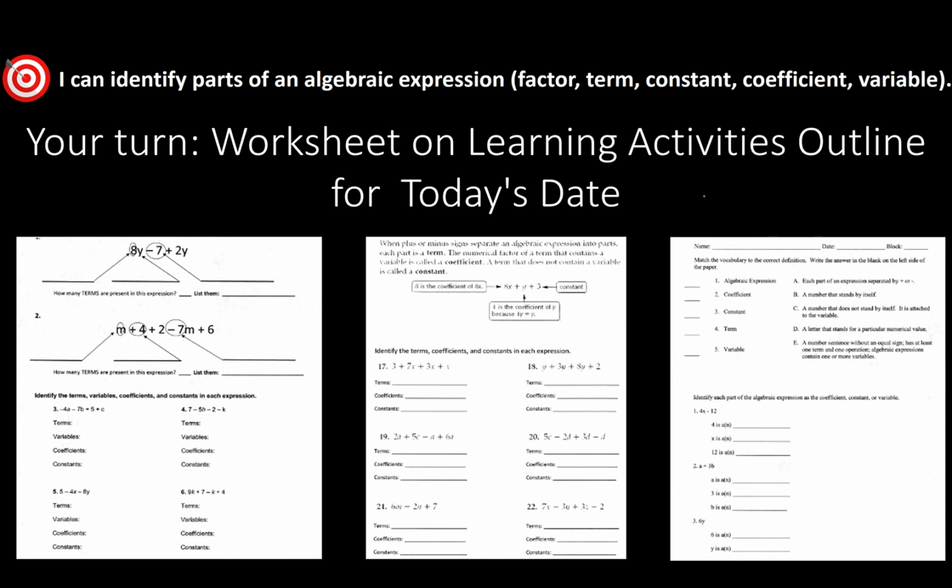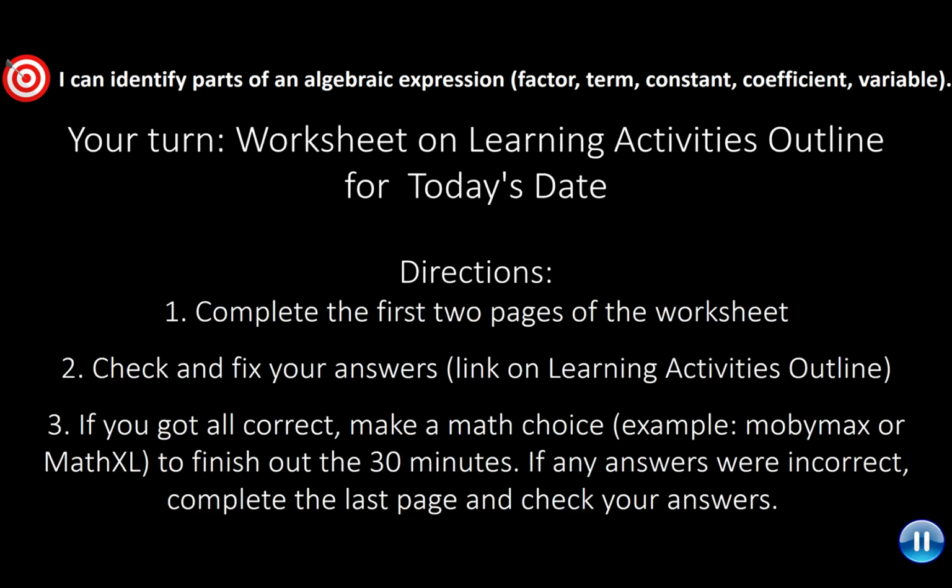So you are now going to have a chance to work on your worksheet. You can find this on the learning activities outline for today's date. There are 3 pages to this worksheet. However, you don't actually have to do all of them, so make sure you're following the directions. You're going to complete the first 2 pages of the worksheet. Definitely finish the first page. If you have time in your 30 minutes, finish the second page. You're then going to check and fix your answers. There is a link for this on the learning activities outline. It's a separate link from the worksheet because I had to make it separately.